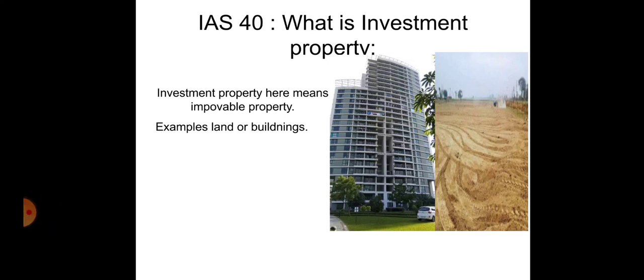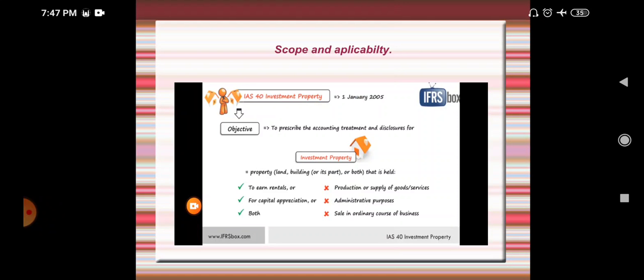So let's have a look at the investment property. What is this investment property? According to International Accounting Standard number 40, investment property means immovable property. The examples are land or buildings. So what is the scope? What does it include and where can we use this accounting standard?